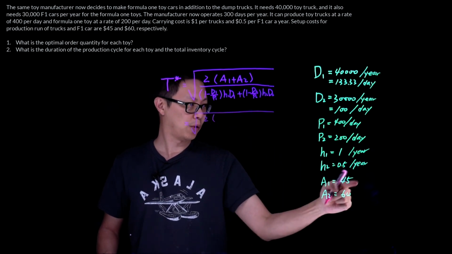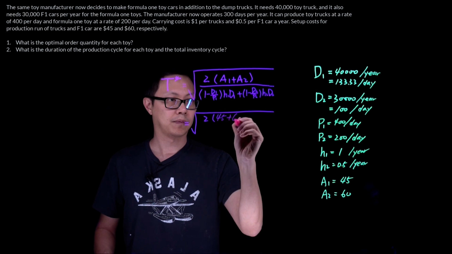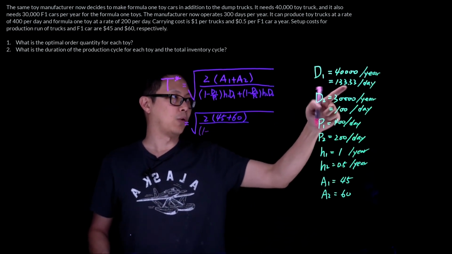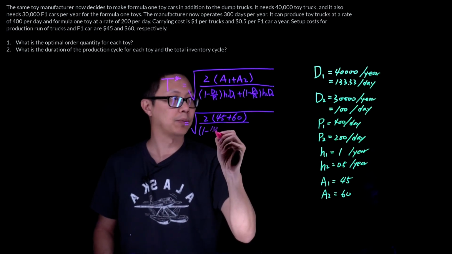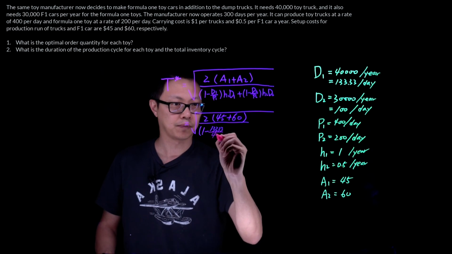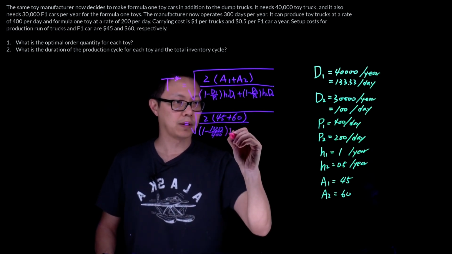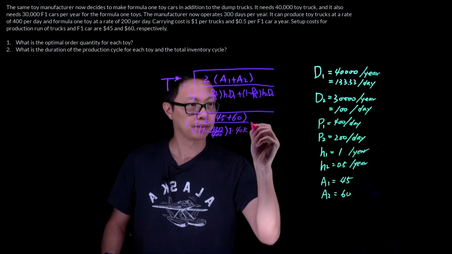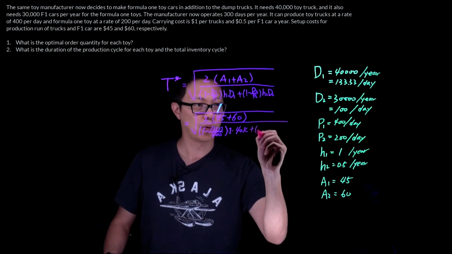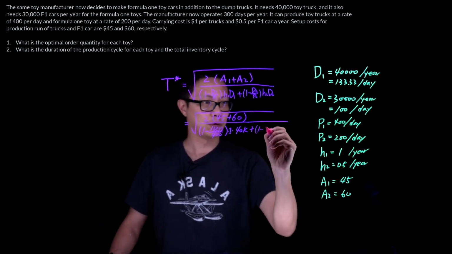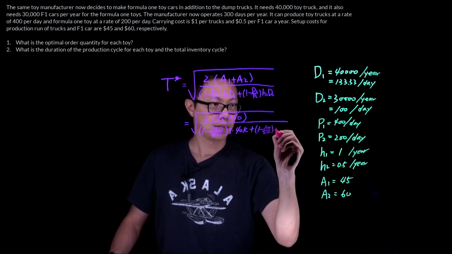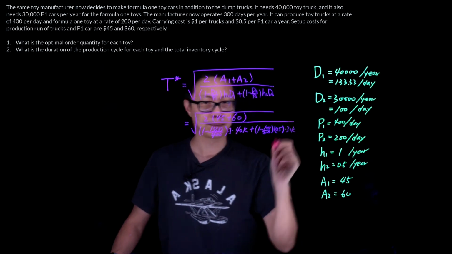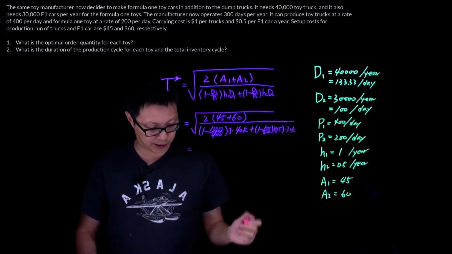Okay, and we can plug in all the numbers. We have 2 times 45 and 60. Then the first term here will be 1 subtract by, we can use the daily demand, 133.33 divided by 400. H1 is 1. D1 is 40,000. And the other part here will be 1 subtract by 100 divided by 200. The holding cost will be 0.5 and the demand will be 30,000.